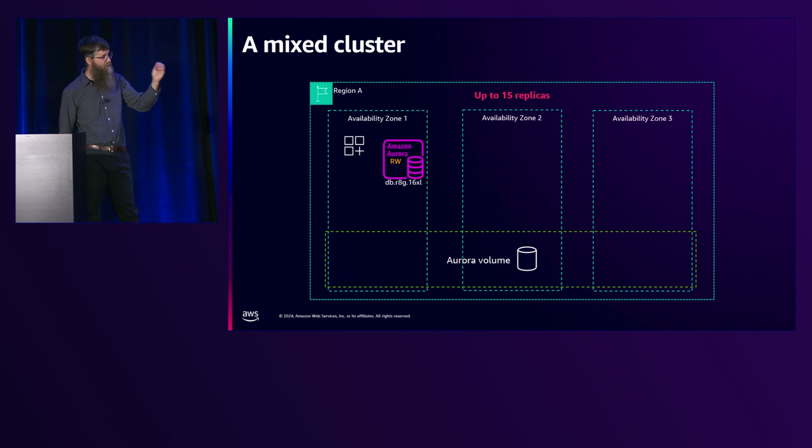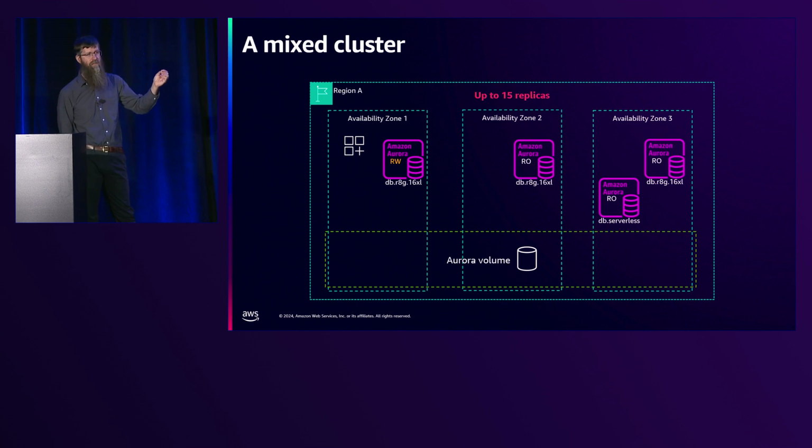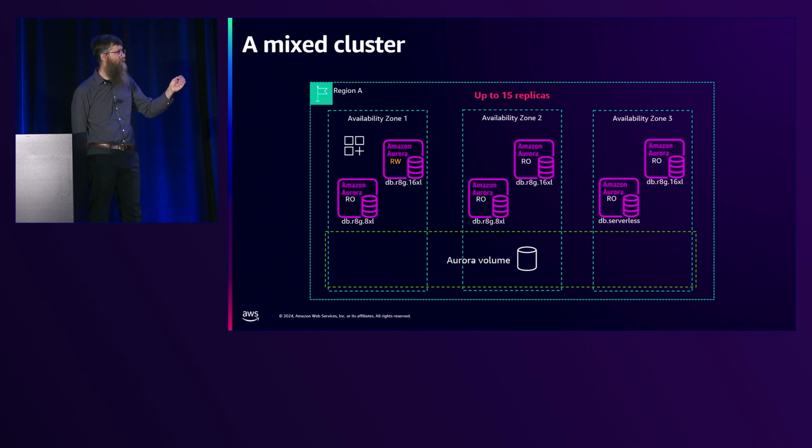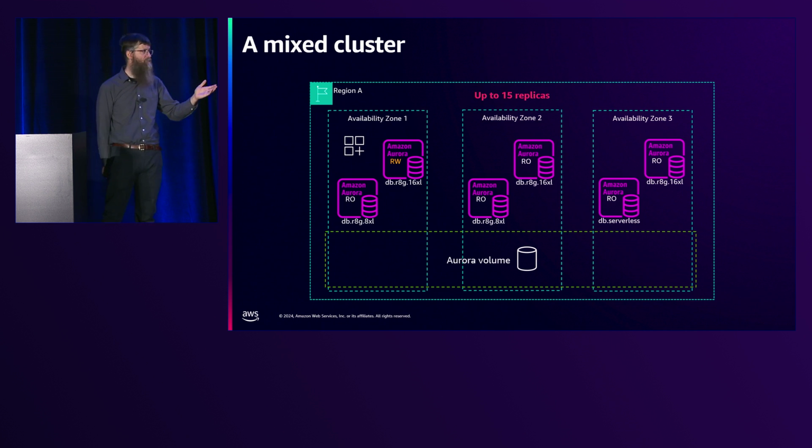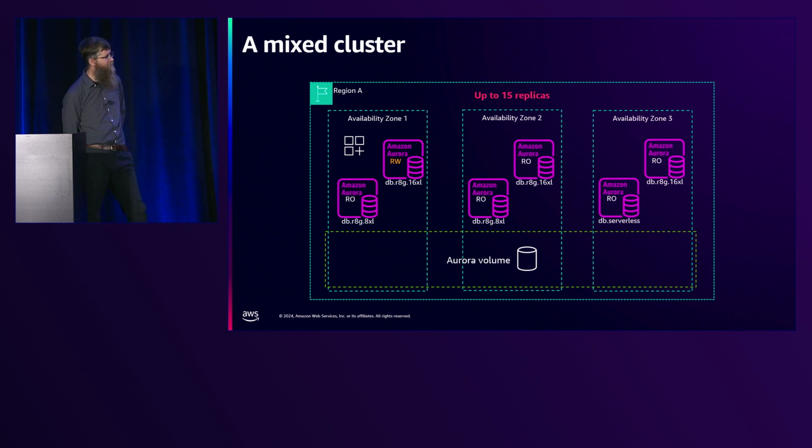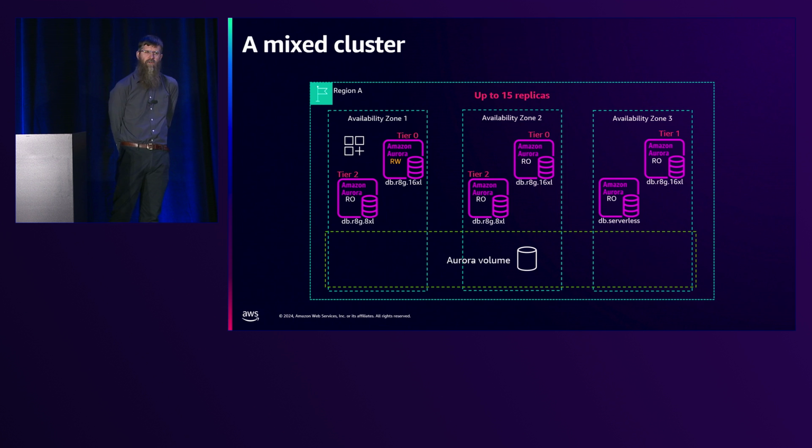So you can continue to add up to 15 of these replicas in a region. They can be different sizes. They could be serverless even, where the sizing happens automatically for you. I've got the original couple of 16 XLs there, and then I've made some smaller ones as well, 8 XLs. So that's good for read replica traffic, but like we said before, we don't really want to fail over to those smaller ones, right?